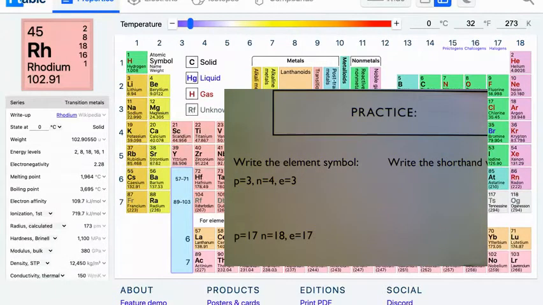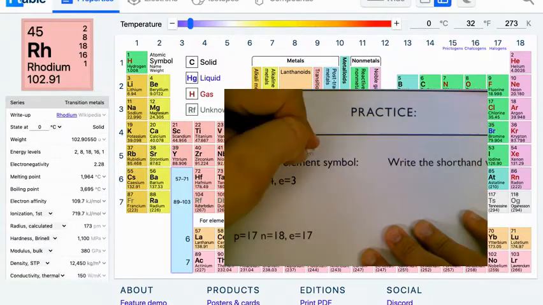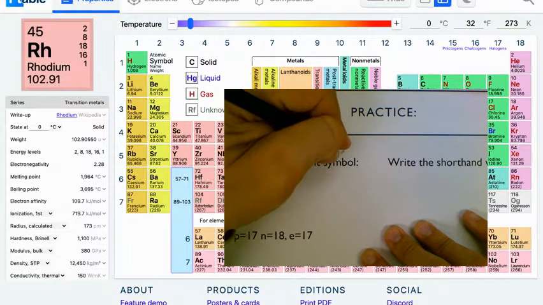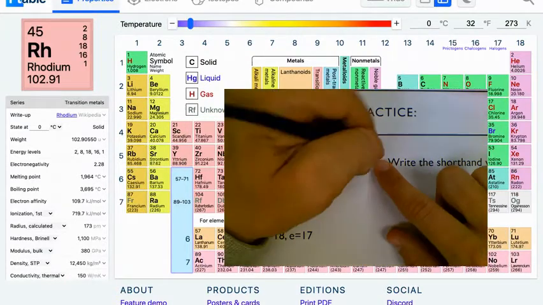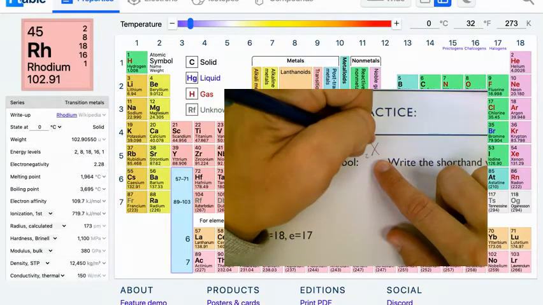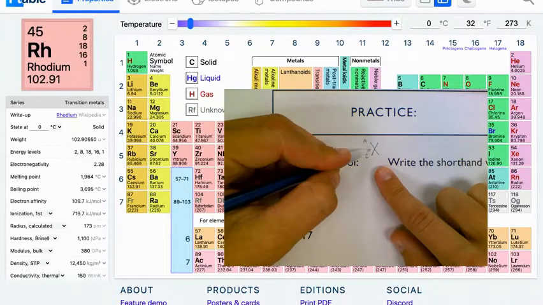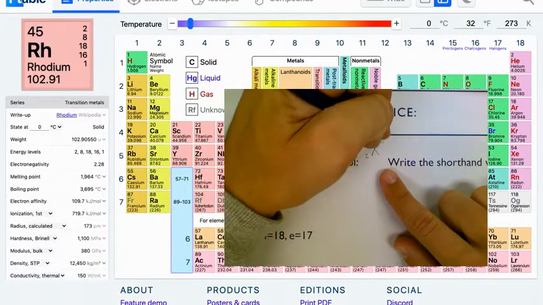So it says, write the element symbol, all right? Or we would know it as the element notation. Okay, so in your notes, we see you have X, Z, and A. Okay, so this is going to be the element symbol. You have the atomic number, and then you have mass number, and you also have charge.